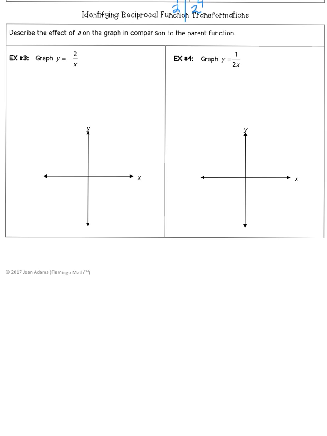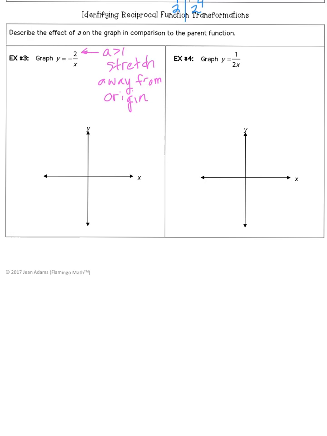So for this first one, we've got two things going on. We have a negative and we have A being 2. So there are two things that are occurring. With A being 2, so A is greater than 1, that causes a stretch. So with that stretch, it's going to stretch away from the origin. It's going to pull it from that origin.